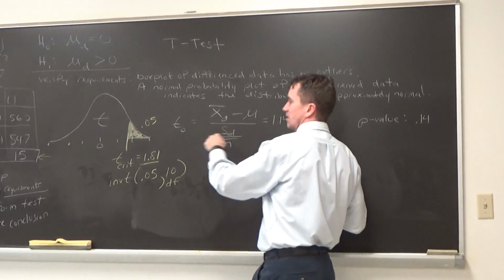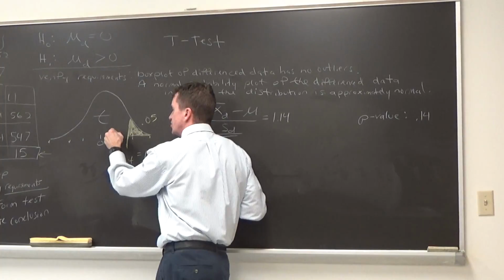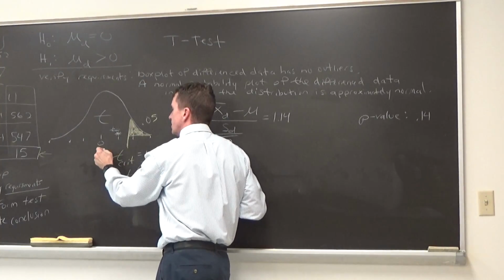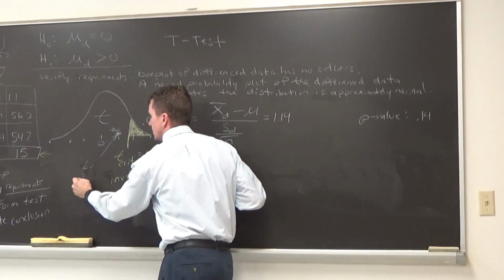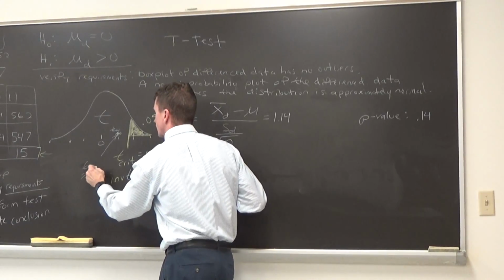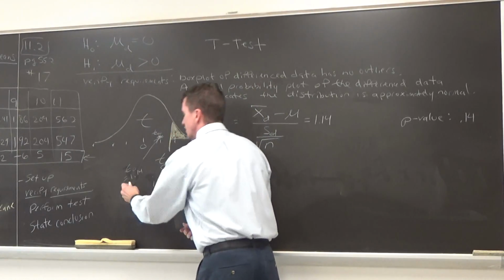There's my t naught. I see we marked this. Where is that? A little bit over here. There it is. Right there, everyone, is my t naught. T naught is about 1.14. But it's not in the shaded region. Oh, sad face. No. Failed to reject.